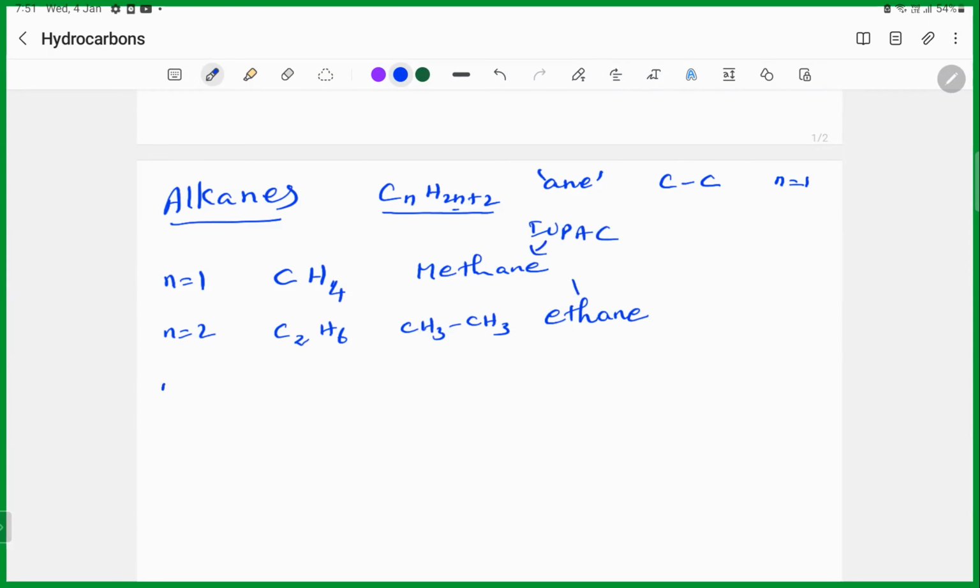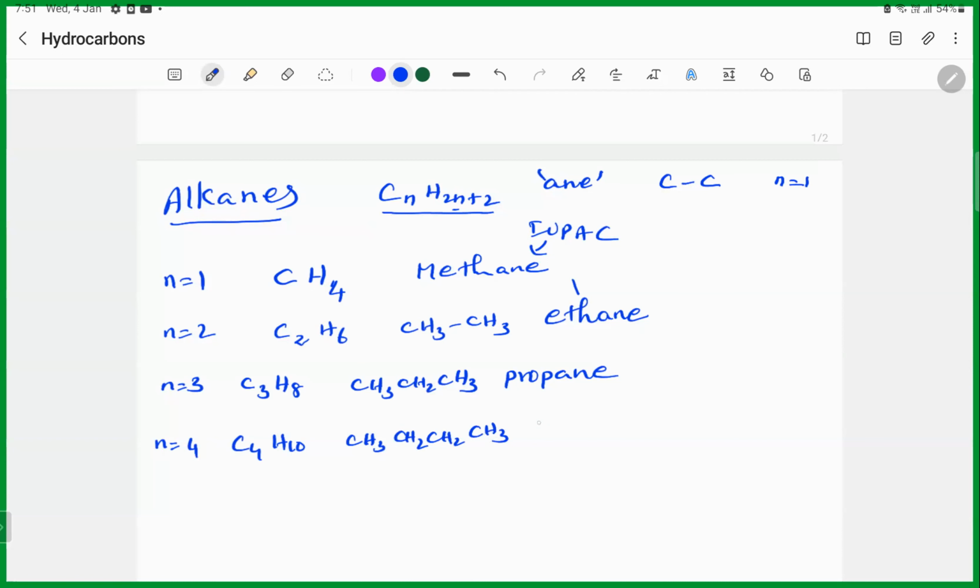Okay, and n is equal to 3. It becomes C3H8, so you can write CH3, CH2, CH3. It becomes propane. The common name is n-propane. Next one, n is equal to 4. It becomes C4H10, so CH3, CH2, CH2, CH3. So 4 carbons are there. That is why butane, or the common name is n-butane.